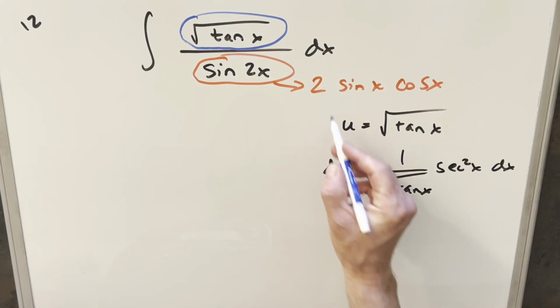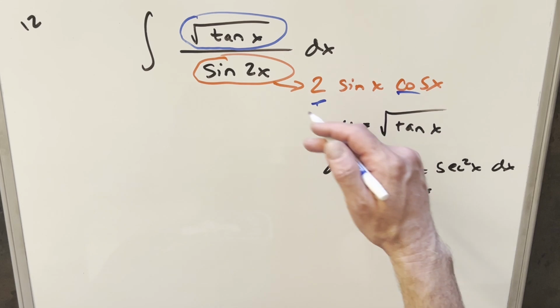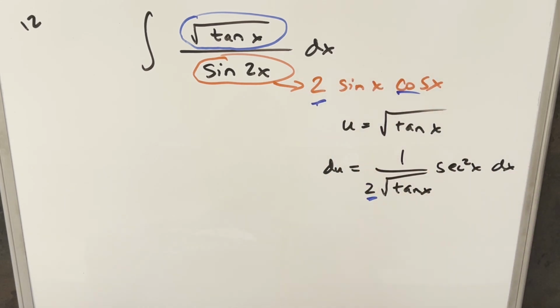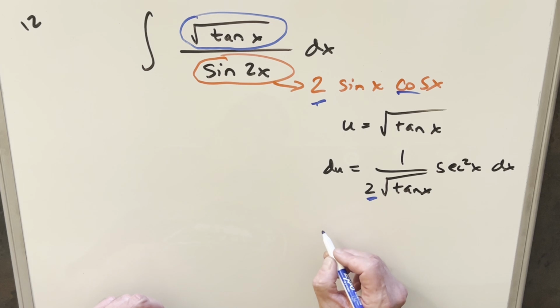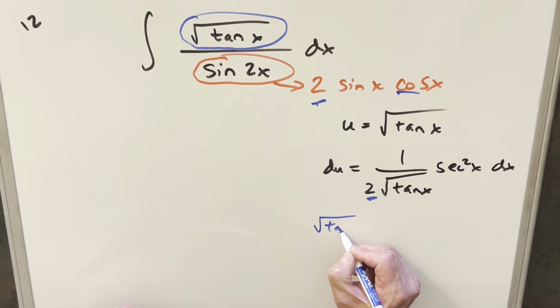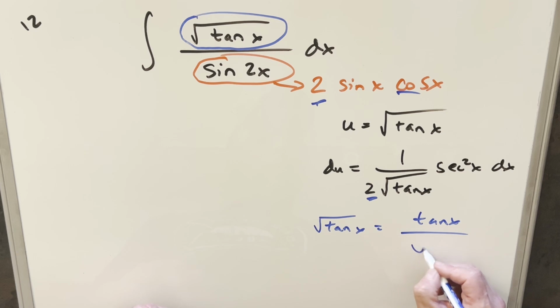There are a couple of promising points. We have the 2. Cosine is actually bringing it into the numerator, and that's going to be the same thing as secant. So we're kind of getting somewhere. What I can do with the square root of tan x is rewrite it as tan x over square root of tan x, just using exponent properties. That's going to create our square root of tan x in the denominator here, so that's promising.